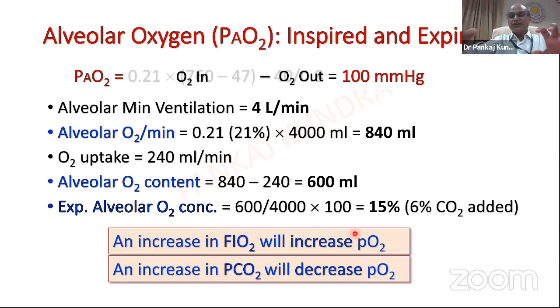Now, what do we deduce from this? We deduce that an increase in FiO2 will increase the PaO2, because it is going to encroach upon the nitrogen content. But if there is an increase in PaCO2, it will decrease the PaO2, because it is going to encroach upon the oxygen. This is the deduction which we normally get from the alveolar inspired and expired concentration. So remember, it is the oxygen which will encroach on the nitrogen, but it is the CO2 which will encroach upon the oxygen reserves. This applies to COPD patients where you have higher CO2, and you find that the oxygen concentration drops.